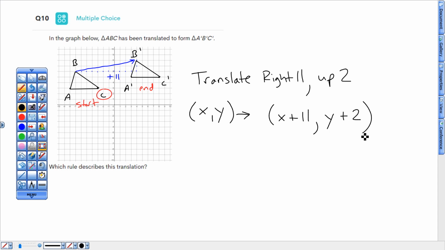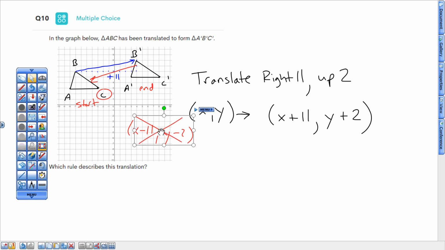And then again, for those of you who start here and go here, you pick that one that is x minus 11 and maybe y minus 2, but you got baited. Don't do that one. That's no good. All right, I'm going to have you try one on your own here.